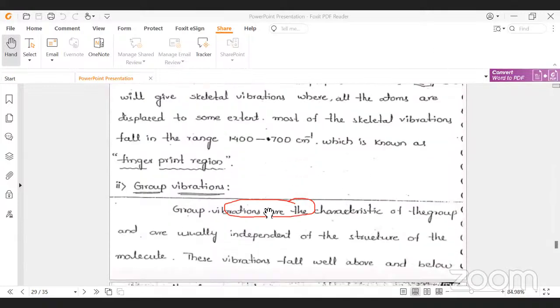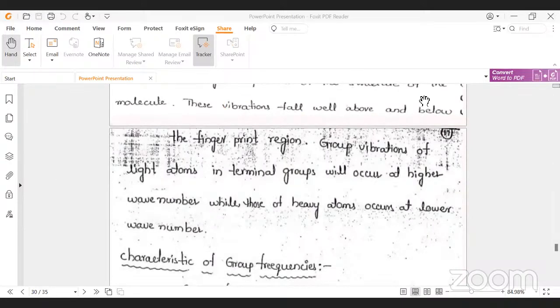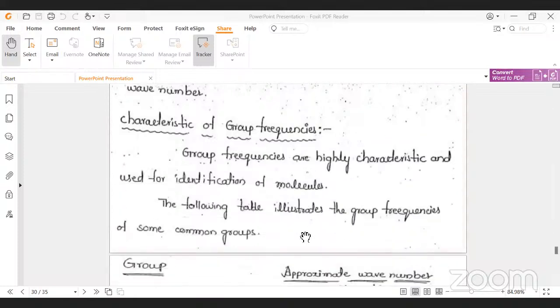The next one is the group frequencies. The group vibrations are the characteristics of groups and are usually independent of the structure of the molecule. These vibrations fall well above or below the fingerprint region. Group vibrations of light atoms at internal or terminal groups will occur at higher wave number, while those of heavy atoms occur at lower wave number.